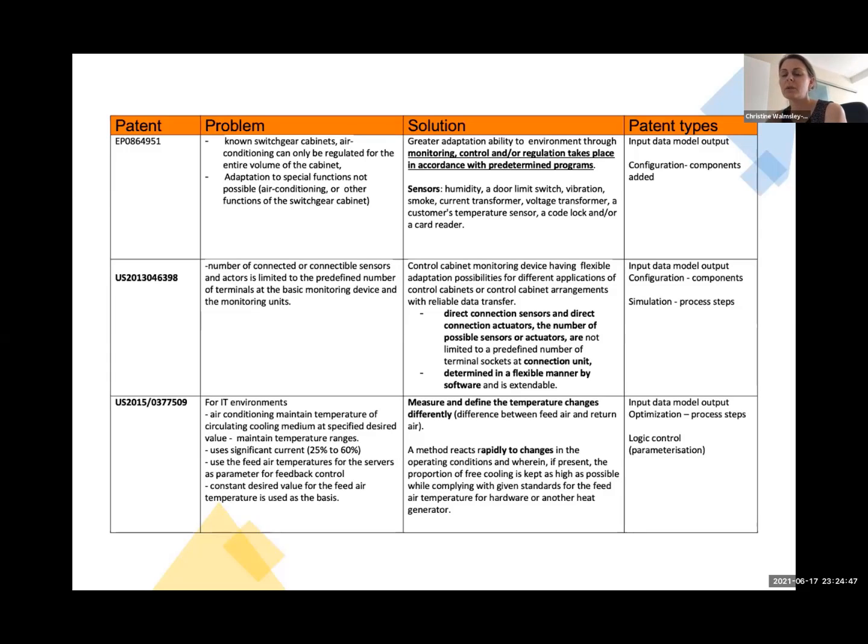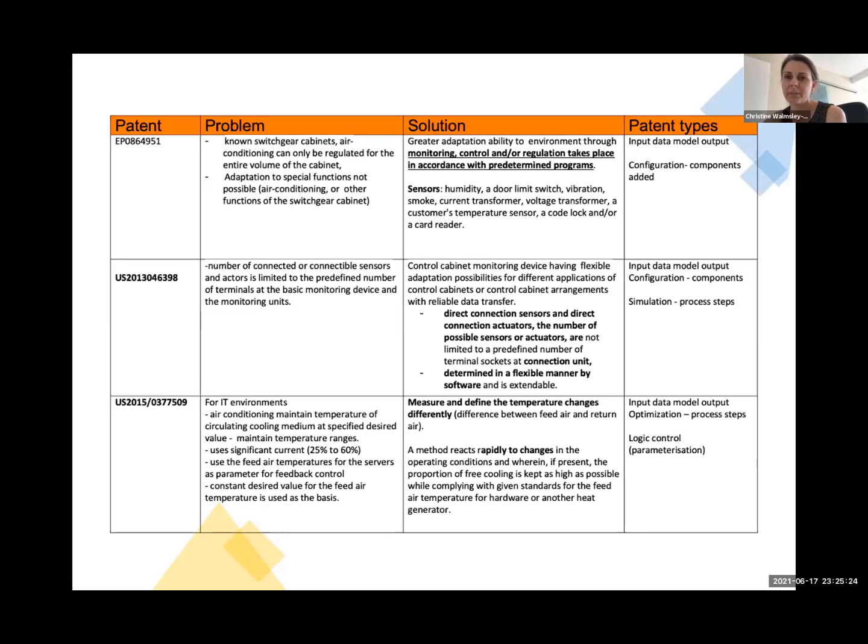So the solution really was to look at how you can monitor, how you can control, and how you can regulate what takes place, but in accordance with predetermined programs. And they've done this with sensors, of course. So you've seen a lot of sensors and actuators, and they've added this, and the possibilities are really endless. You can look at humidity, door limit switches, vibration, smoke, current transformers, voltage transformers, code locks, and card readers.